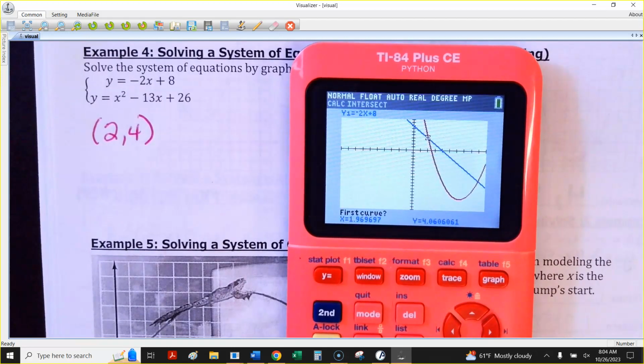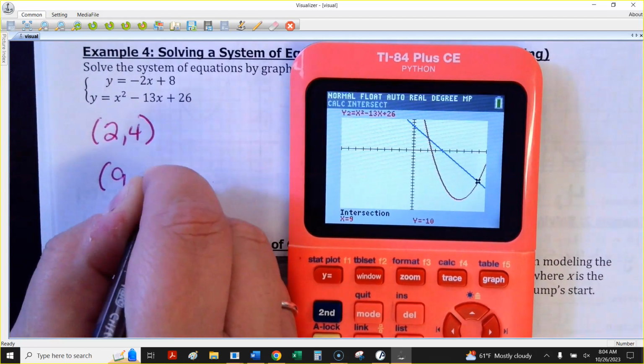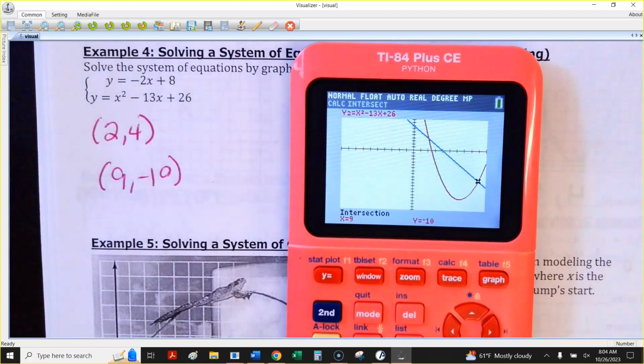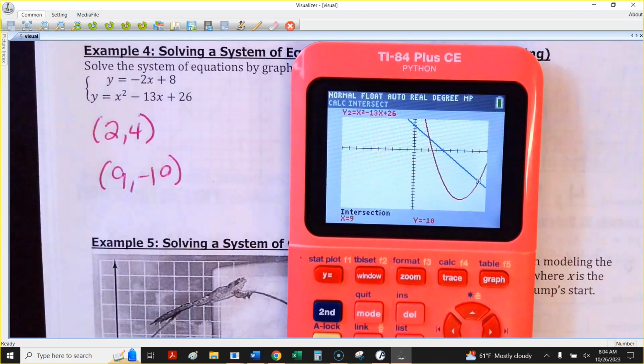So number 5. And then I'm just going to hold down my right arrow key. I just got to get closer to the other intersection point. It doesn't have to be right on top, but just as close as I can. And then basically once you're there, you're just going to hit enter 3 times, and it should tell you that point. So this is at 9 and negative 10. So those would be my 2 answers. Is anybody having a question about finding the intersection for a system on a graphing calculator?